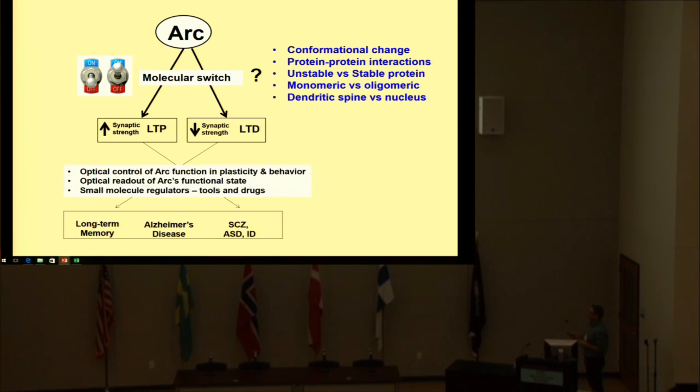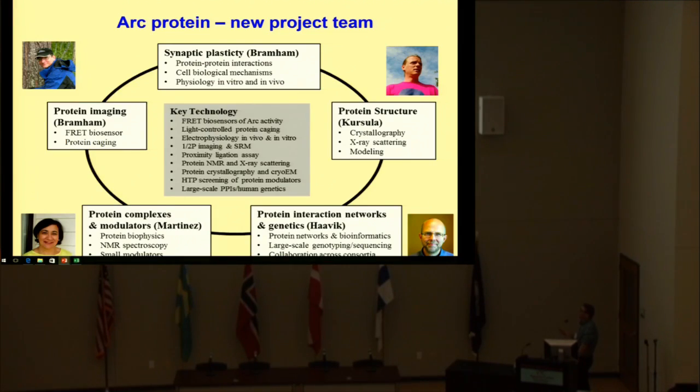And so what we'd like to try to do now is to develop a FRET biosensor that potentially could read out the different functional states of ARC related to LTP and LTD, and to put ARC under optical control by light-sensitive proteins, light-sensitive dimerizers. And to do this, then we put together a team, and this was just recently started up. It's funded by the Norwegian Research Council.